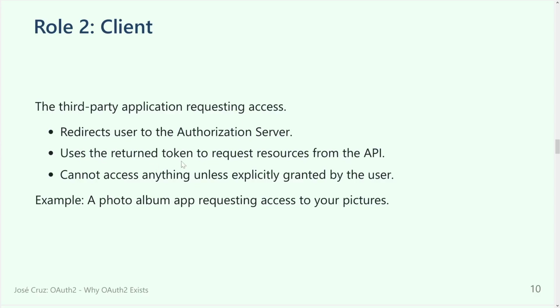Okay, use the returned token to request resources from the API. That's the purpose of the token, of course, and it cannot access anything unless explicitly granted by the user. So of course, if you are designing the system, you should be careful and plan very well the scopes regarding your API and the scopes that you want to apply. Okay, example, a photo album app requesting access to your pictures so it can print them.